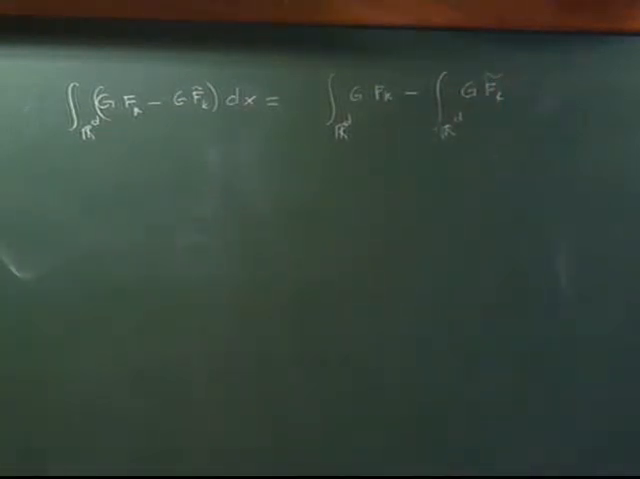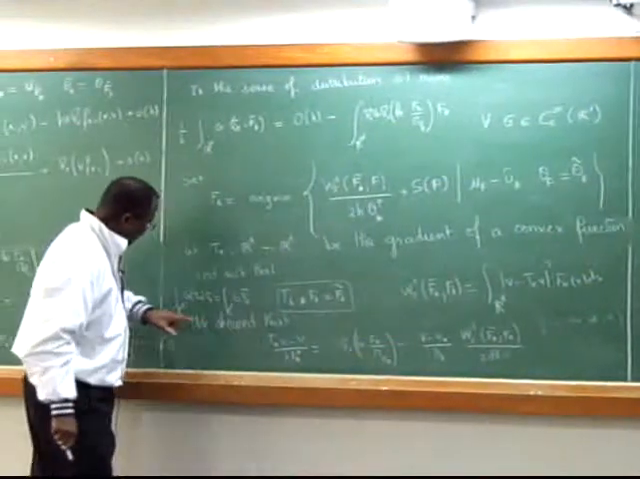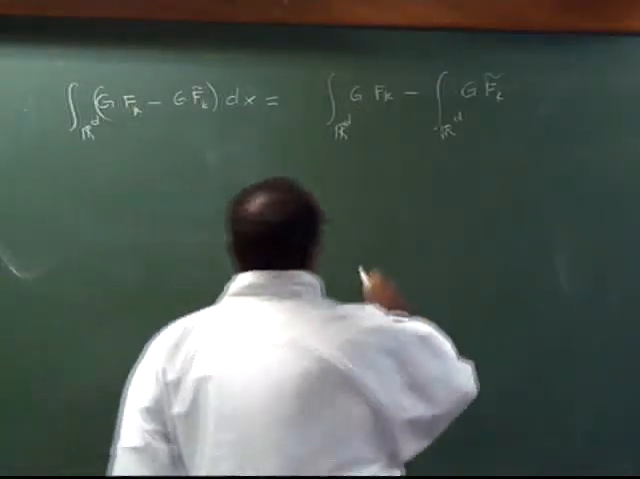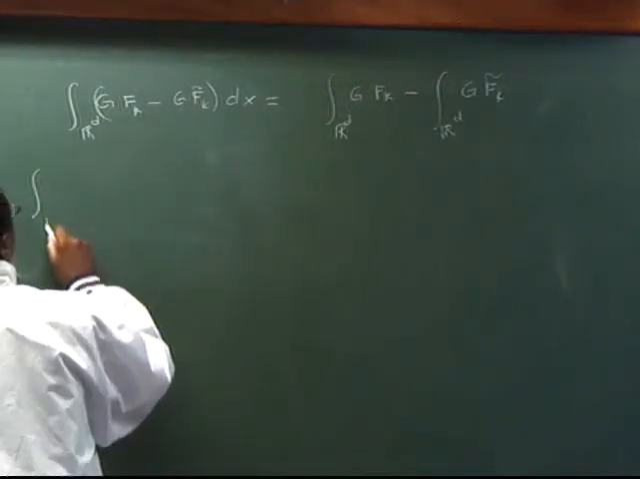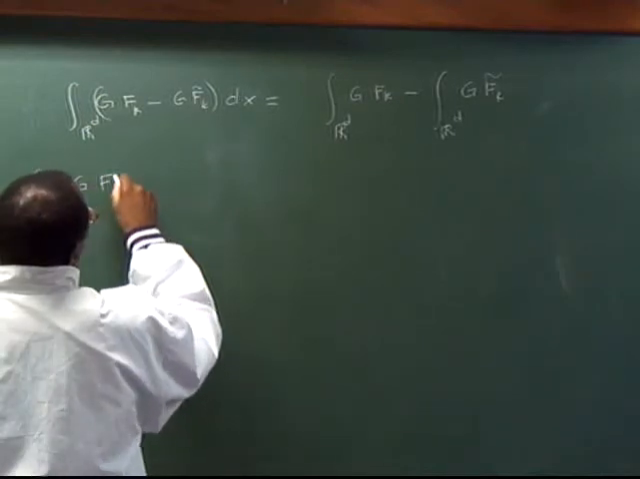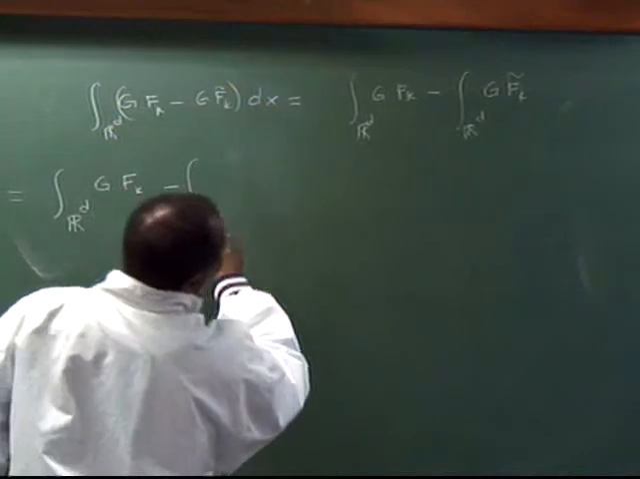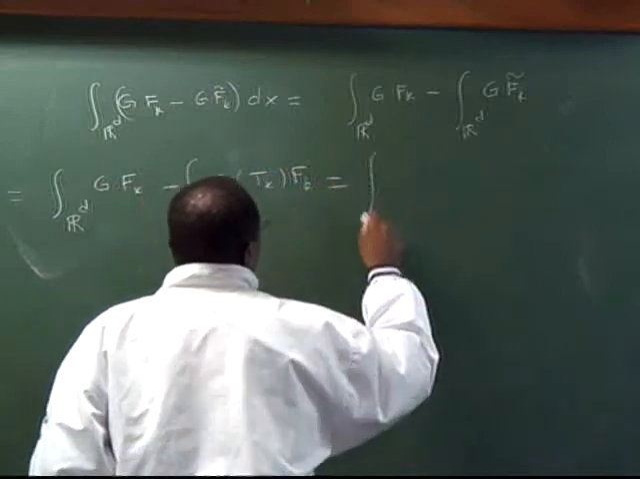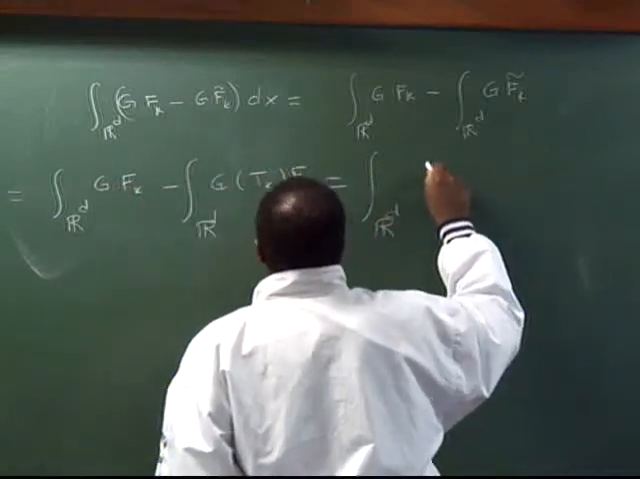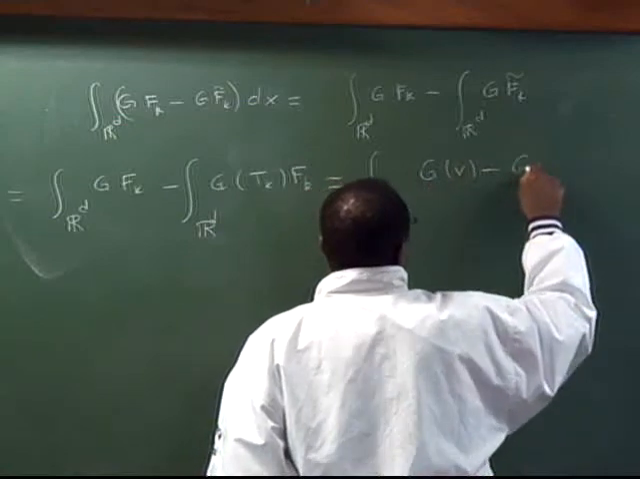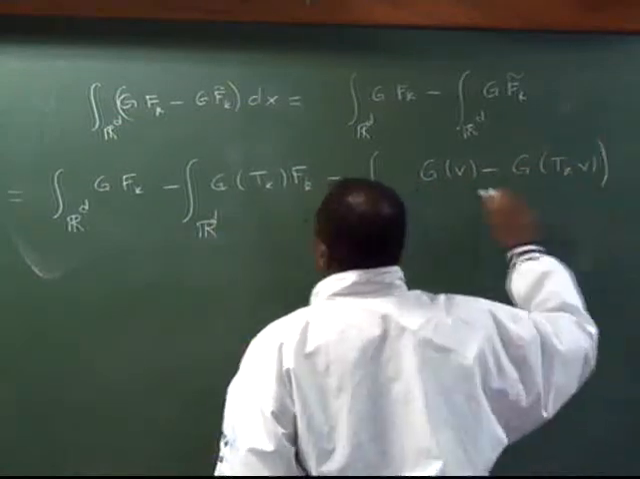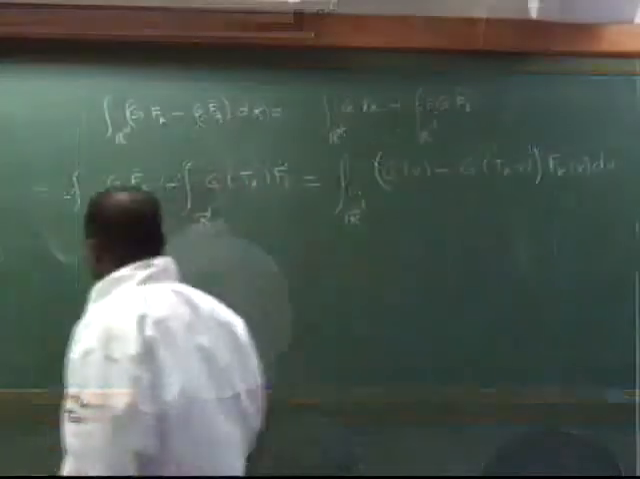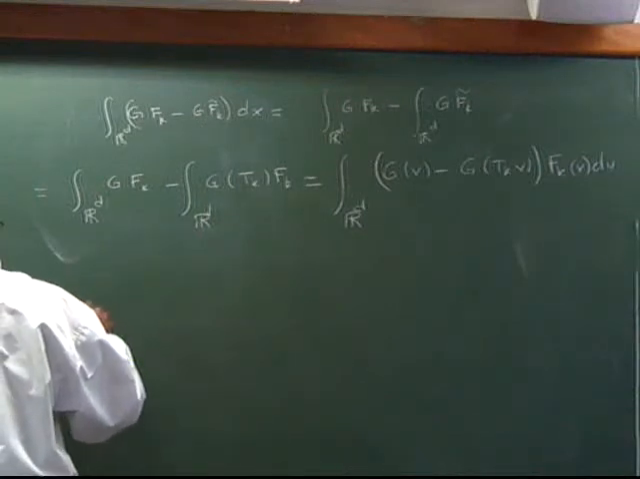Now I am going to use this property that the integral of g f̃_k is the integral of g T_k f_k to write that this is the integral over R^d of g f_k minus the integral over R^d of g of T_k f_k. Now I can write this as the integral over R^d of g of v minus g of T_k of v, f_k of v dv. Now let me compute g of T_k of v.